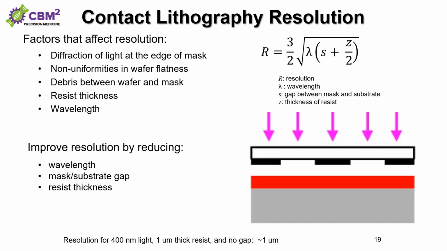Now, we want a smaller feature, smaller resolution, right? In order to make R smaller, what do we need to do? First of all, we need to use light with a smaller wavelength. Then we also need to make the gap smaller. For contact mode, the gap should be 0. And the thickness of your resist should be lower to improve the resolution of your feature size. Again, we can improve resolution by reducing the wavelength, the mask-substrate gap, and the thickness.